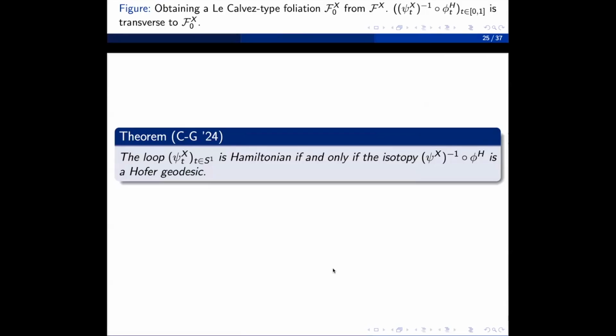Okay, so somehow your Floer cylinders tell you how to straighten out your isotopy in such a way that it's very close to optimal if they're Hamiltonian, and the defect from being Hamiltonian is measuring how far away from being a Hofer geodesic your resulting isotopy is. Okay.